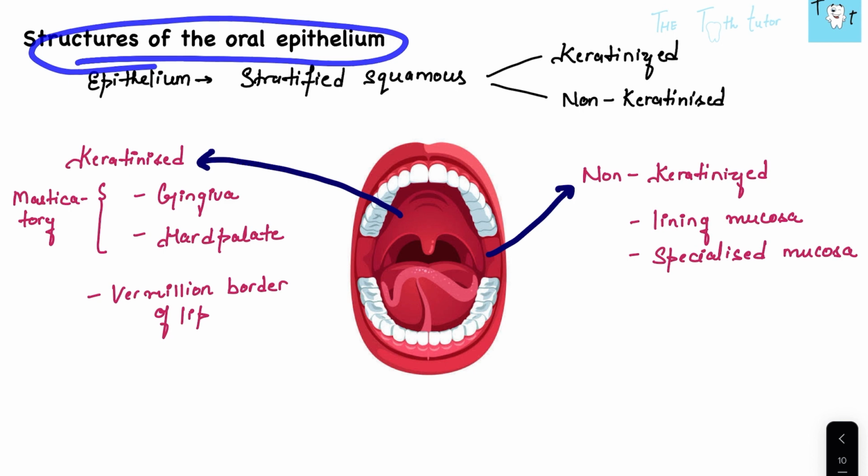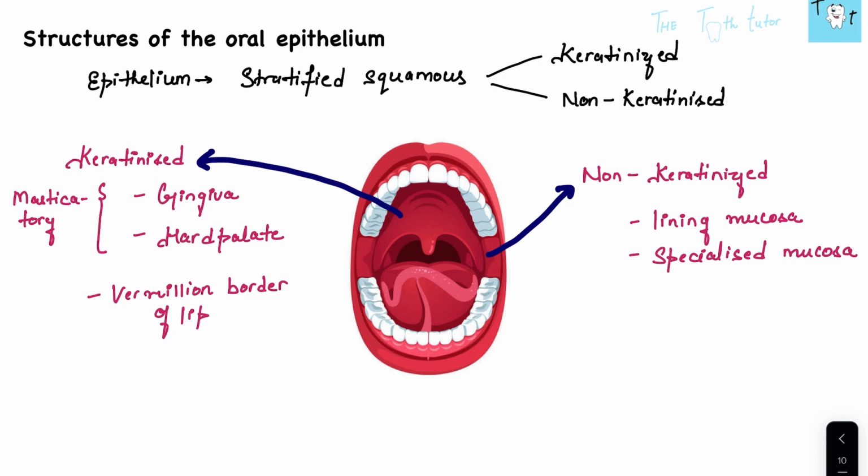The oral epithelium is made up of stratified squamous cells, okay? And the epithelium can be either keratinized or non-keratinized. Based on keratinization, it is classified into keratinized epithelium and non-keratinized epithelium. The keratinized epithelium includes the gingiva, the hard palate and the vermilion border of the lip. The gingiva and hard palate together are called the masticatory mucosa because it is involved in mastication or chewing, right? And the non-keratinized mucosa includes the lining mucosa and specialized mucosa.